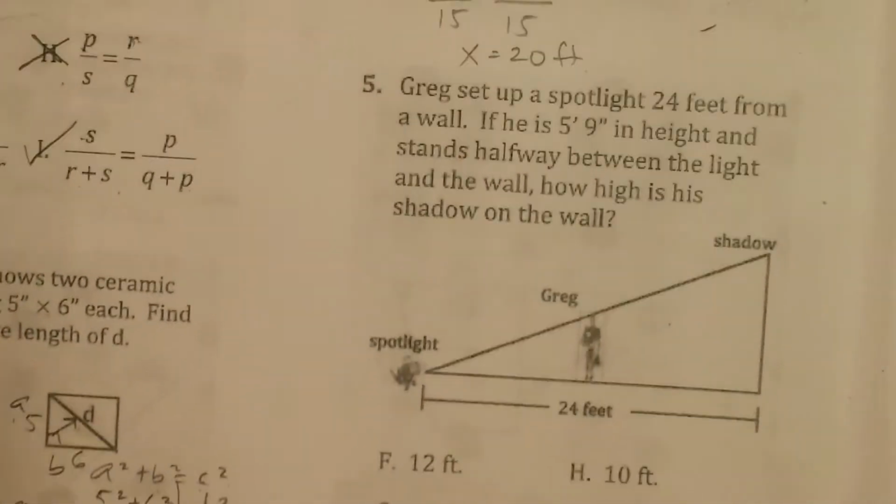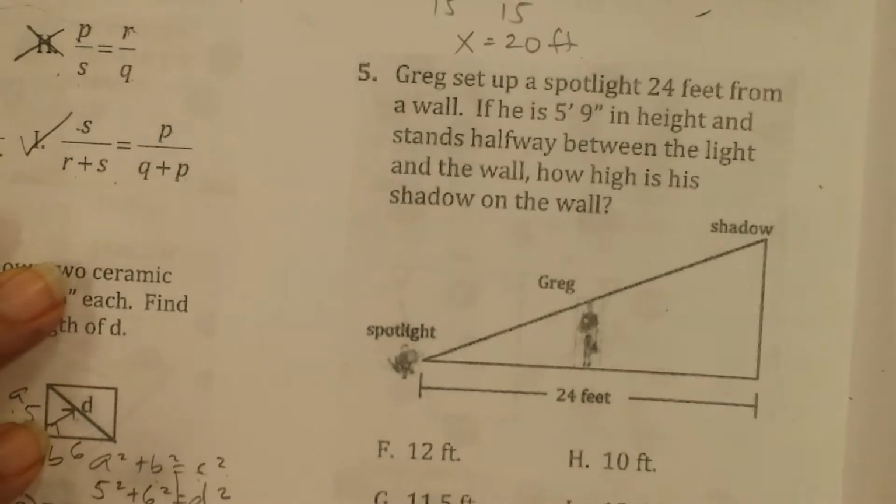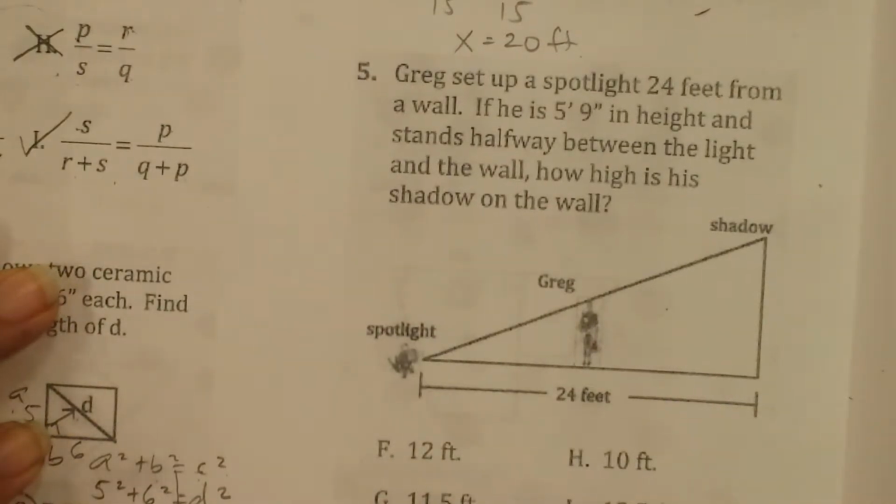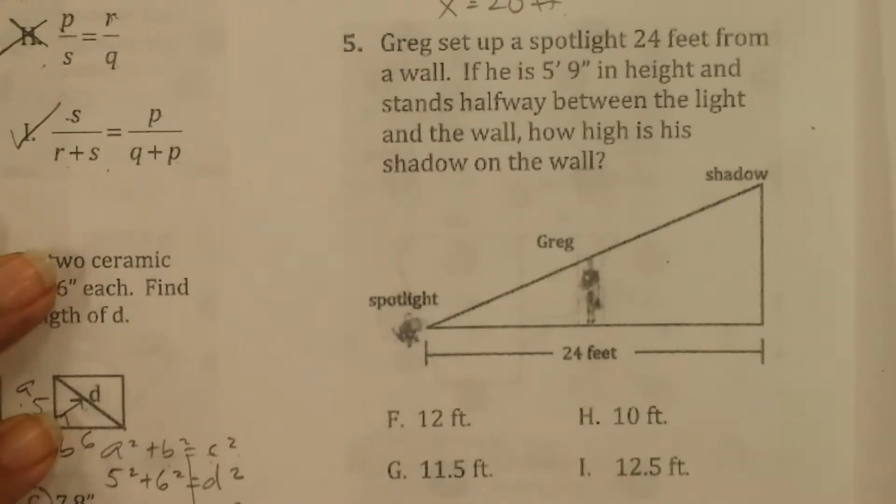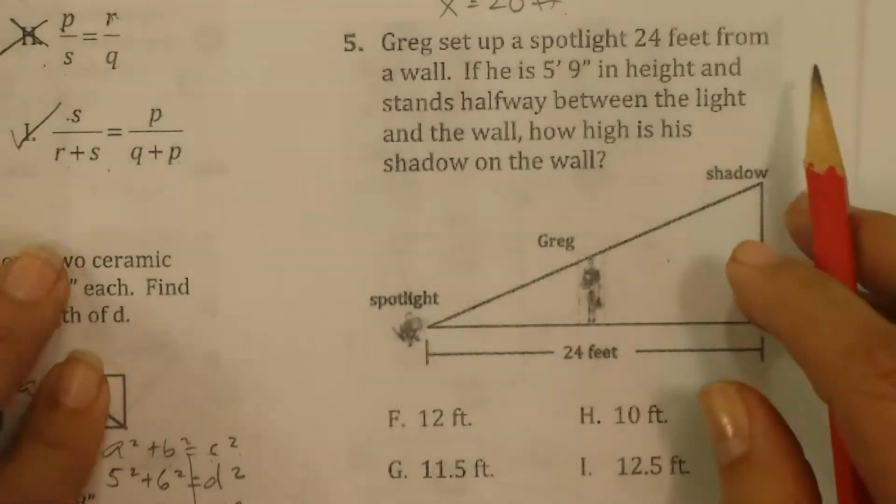Alright, the next one is a typical EOC question. They like to trick you a little bit on these, so you have to be quite careful. Remember, whenever you're setting up your proportions, they have to be the same. So feet to feet, inches to inches, and so forth.